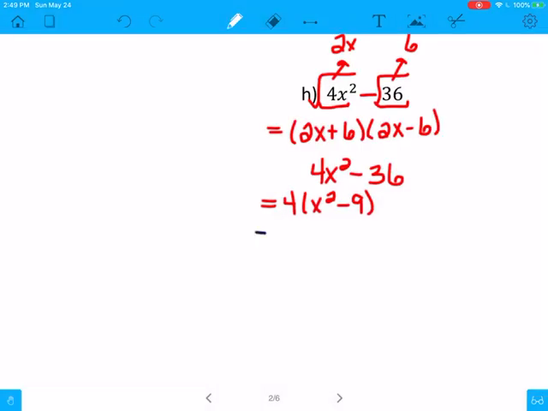So the 4 is going to carry down, and I'm going to get 2 brackets for my difference of squares. The square root of x squared is x. Square root of 9 is 3. You get plus or minus.